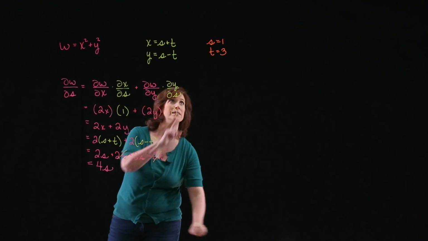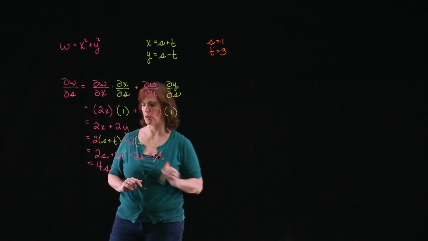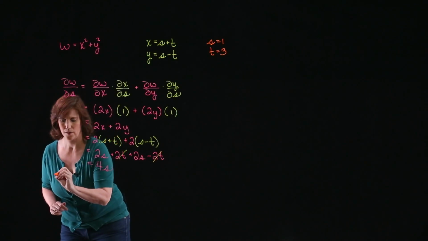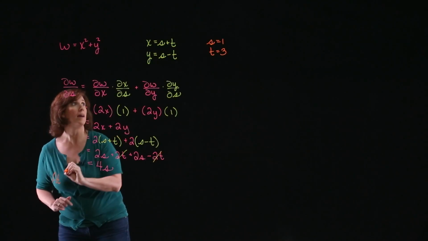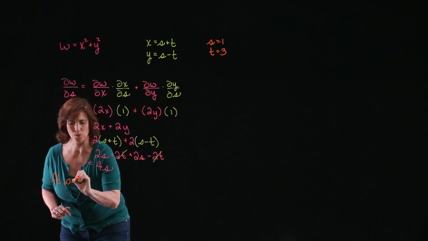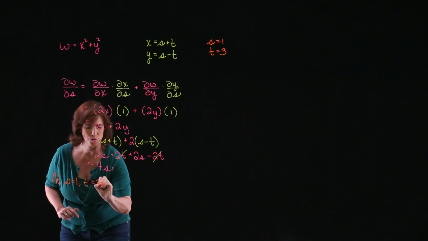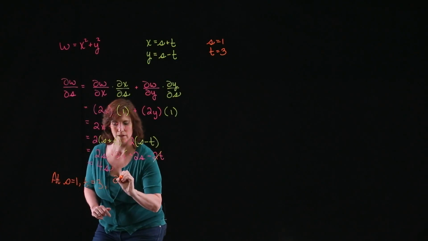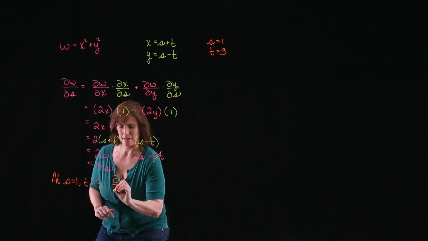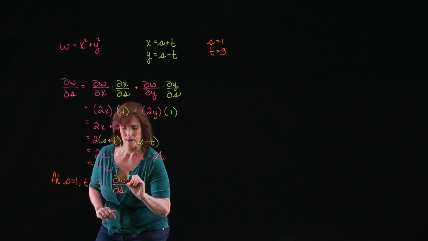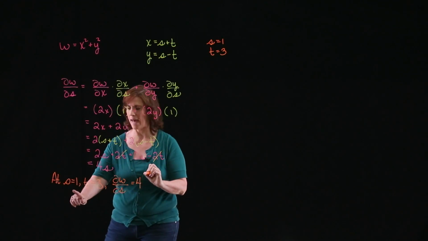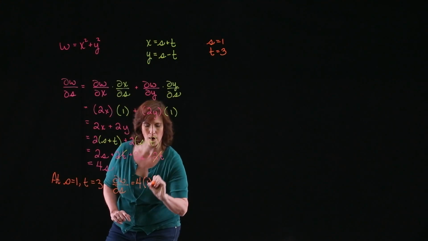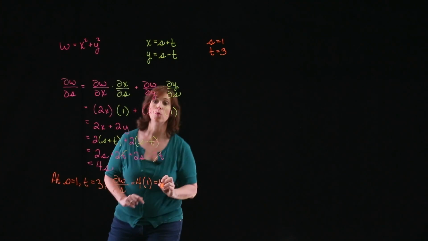Now let's see what happens when s is 1 and t is 3. So when s equals 1 and t equals 3, the partial with respect to s is going to equal 4 times s, or 4 times 1, which is 4.